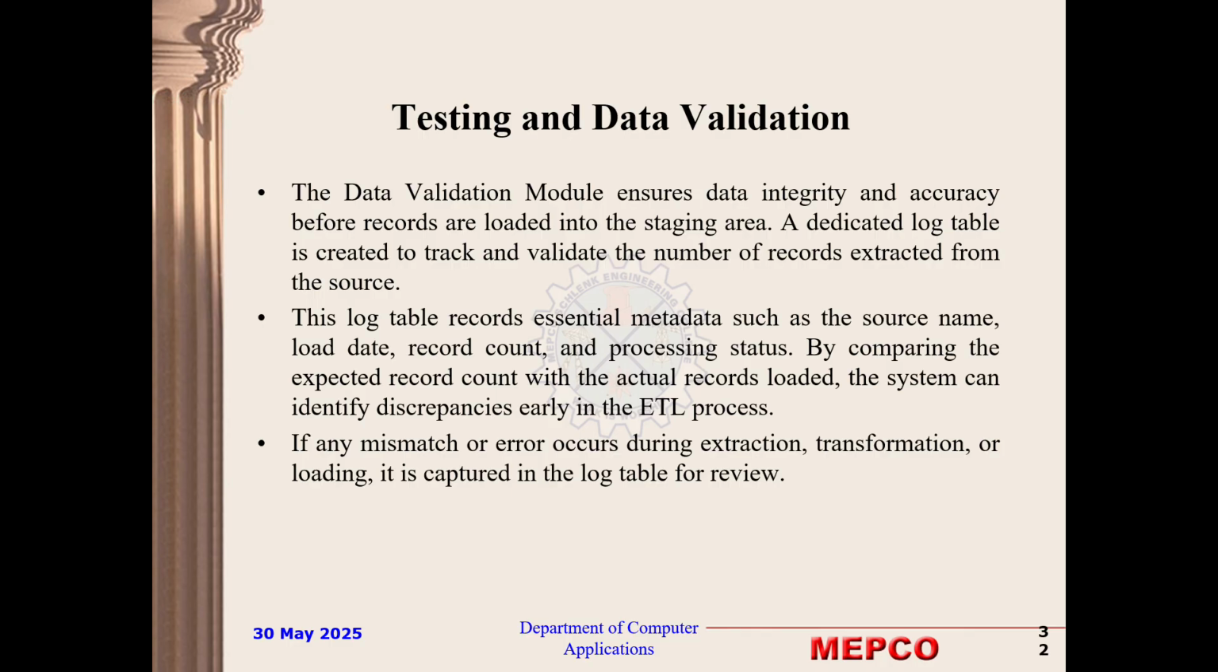Testing and data validation. The data validation model ensures data integrity and accuracy before records are loaded into the staging area. A log table is created to track the number of records extracted from the source to the target. These log table records hold essential metadata such as the source name, load date, record count, and processing status. We can identify any mismatch or error that occurs during extraction, transformation, or loading, and it can be captured using the log table.